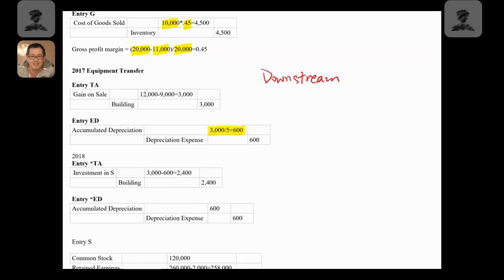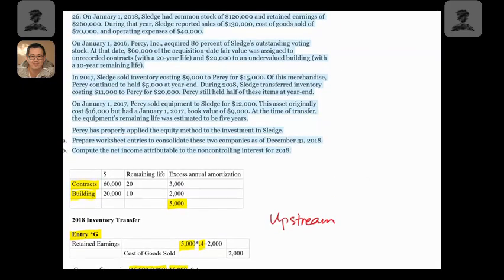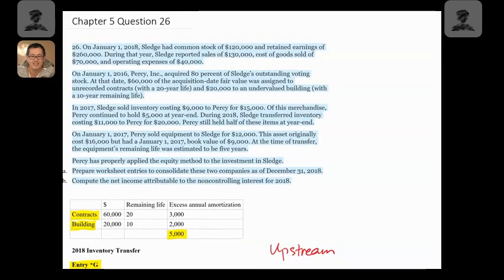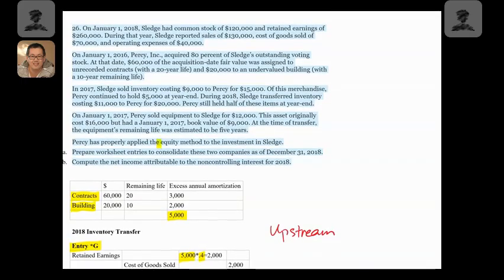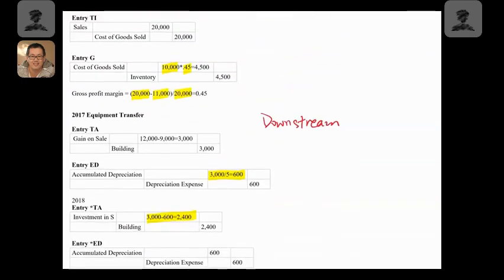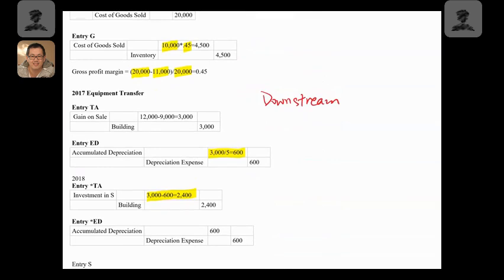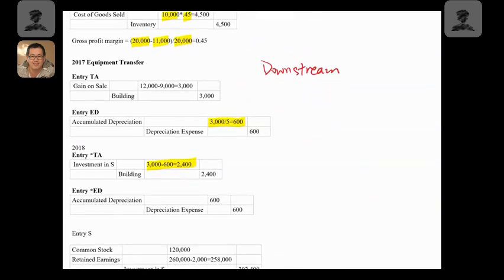It's equal to the 3,000 minus 1 year depreciation. Well, in this case, because this is a downstream transfer, and also because the parent company is using the equity method, instead of using retained earnings, we debit investment in subsidiary company. So this is a very important part.